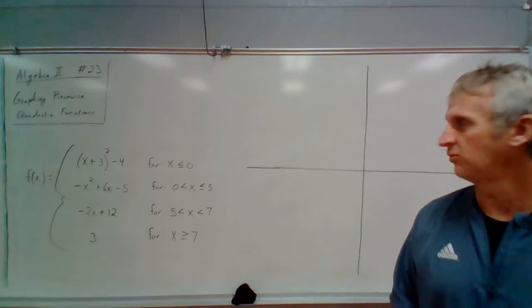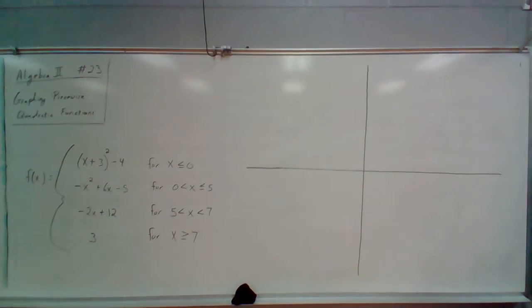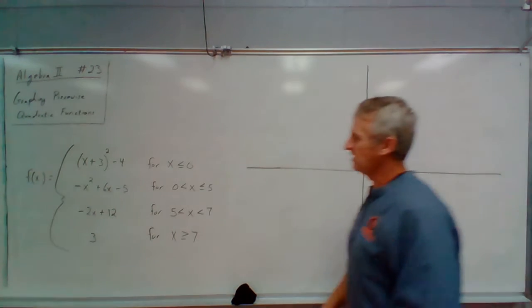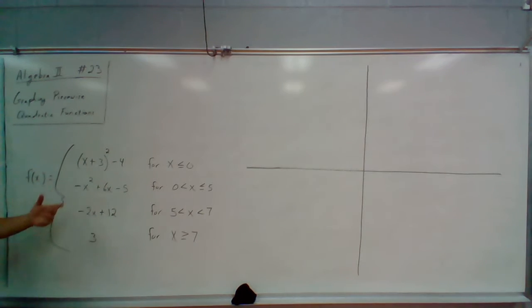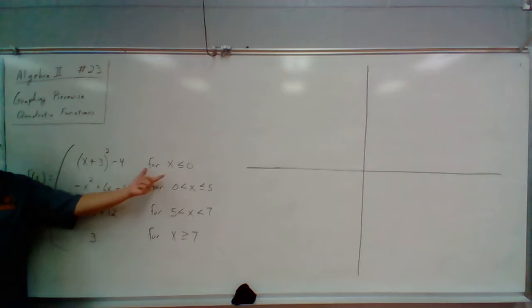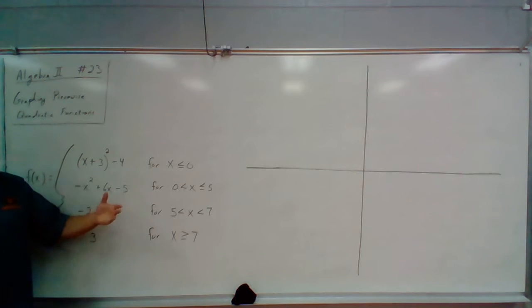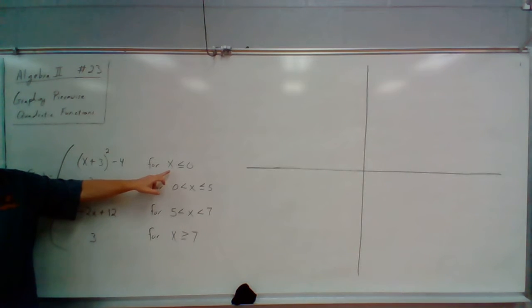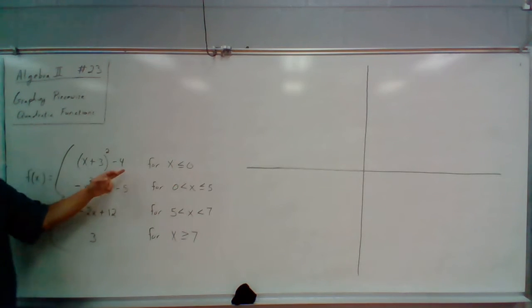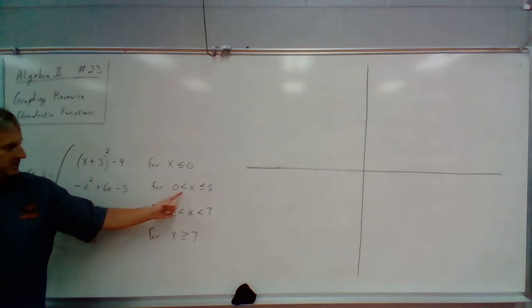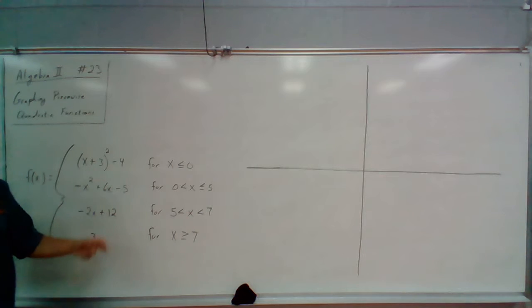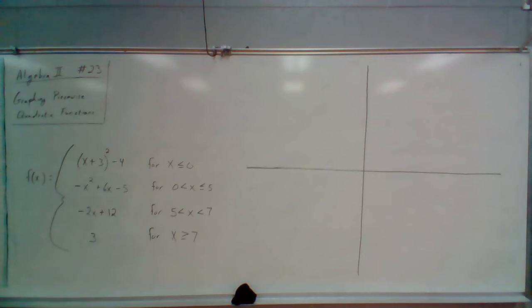Alright, so we've graphed piecewise functions before, but now let's do it including quadratic functions. So first of all, recall a piecewise function is just a function that's broken up into different equations, and you use a different equation depending on the x value you plug in. So for instance, if the x value you want to plug in is less than or equal to 0, we'll use this equation. If the x value you want to plug in is between 0 and 5, including the 5, you use this equation, and so on.